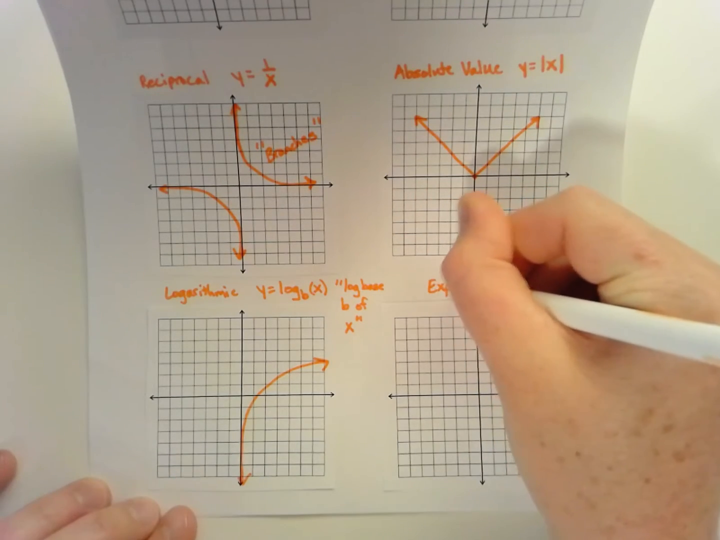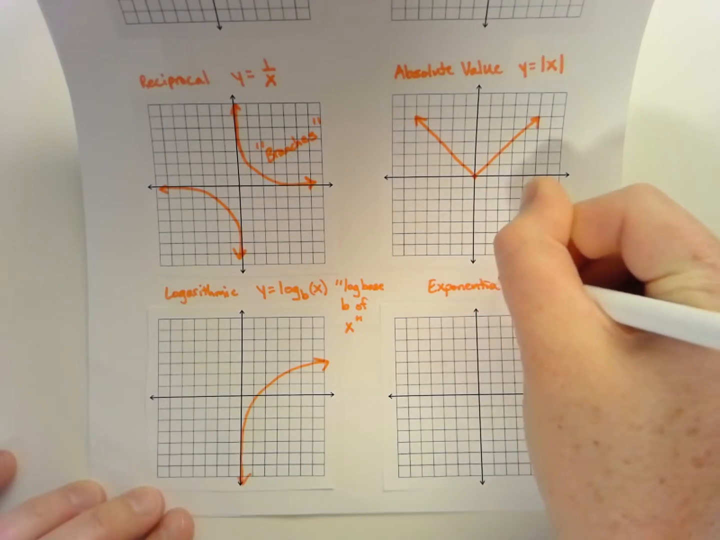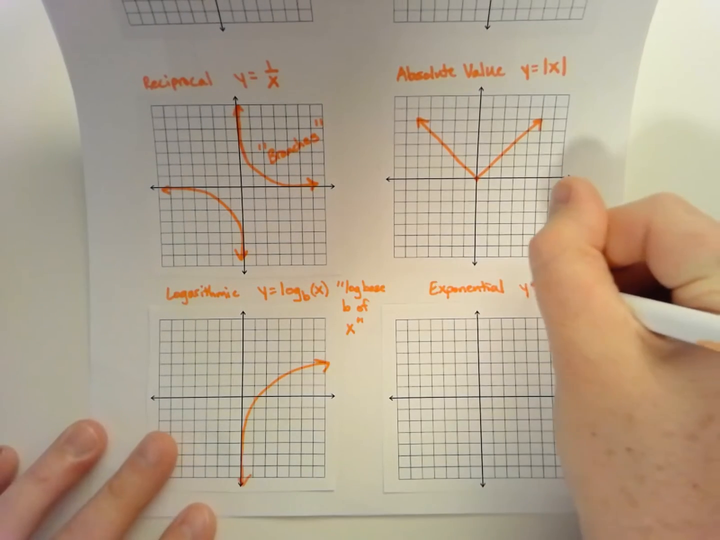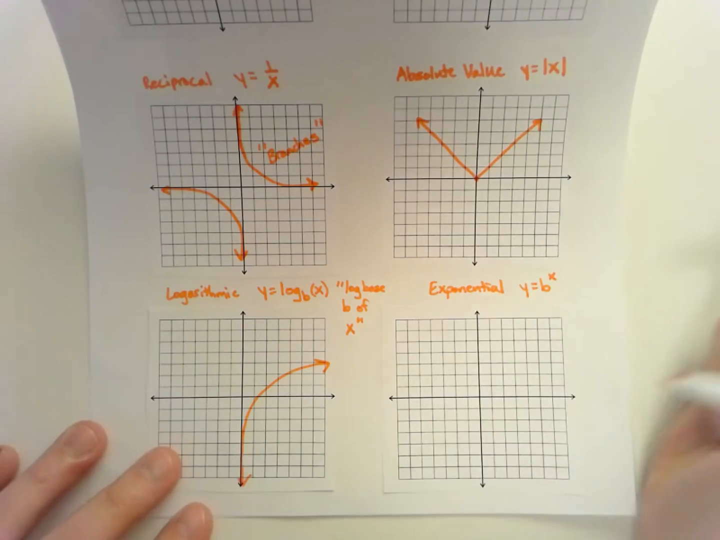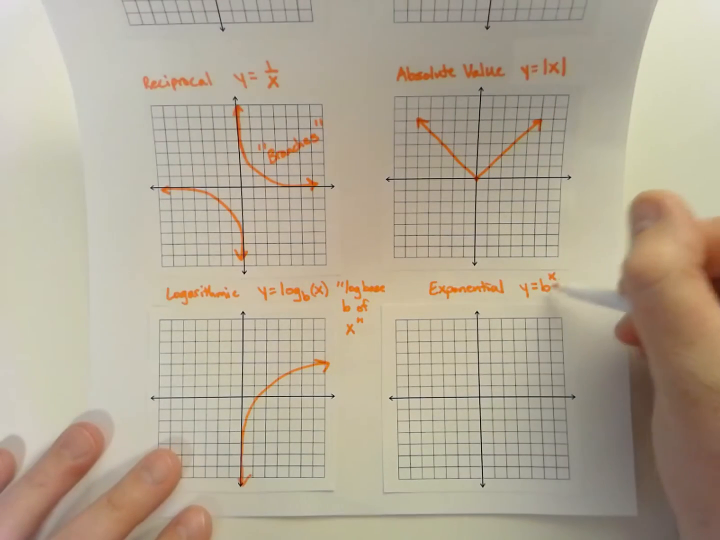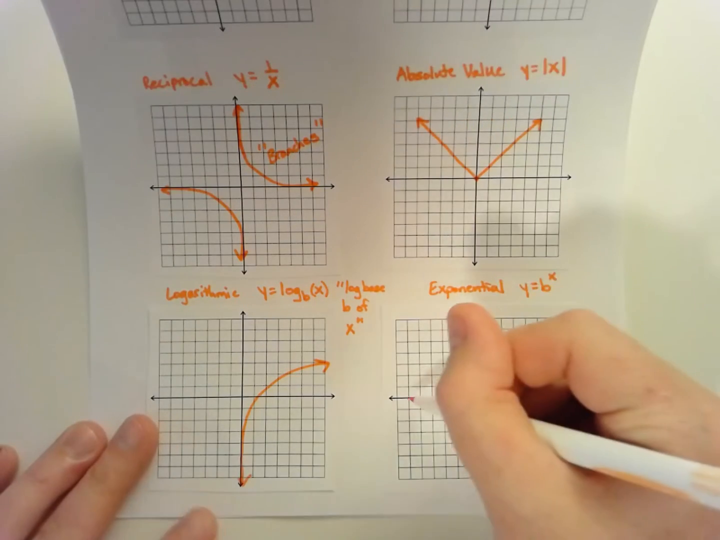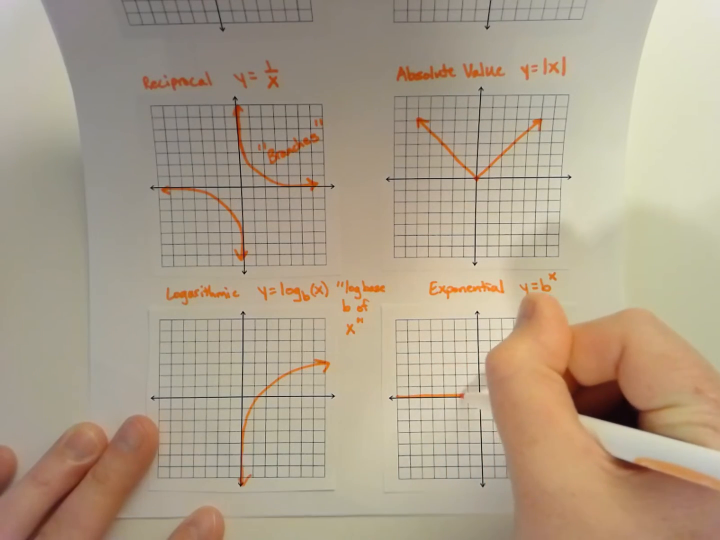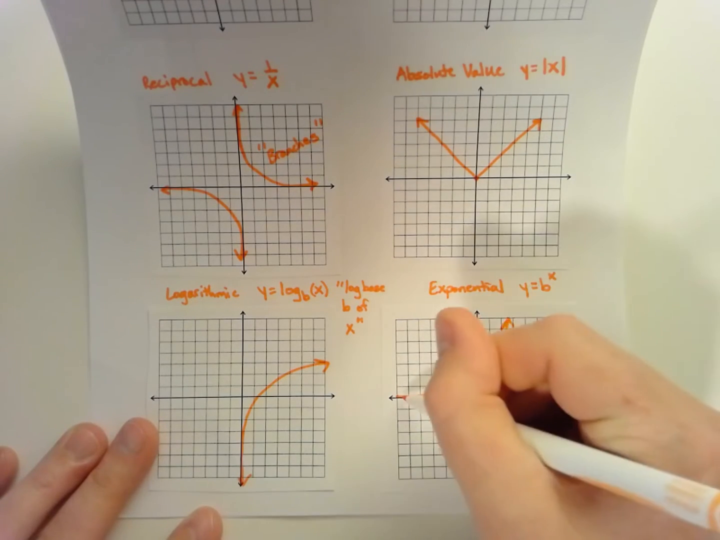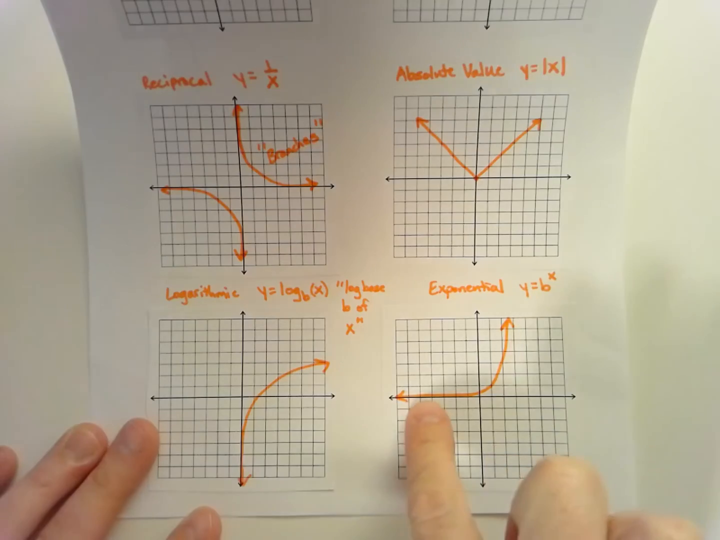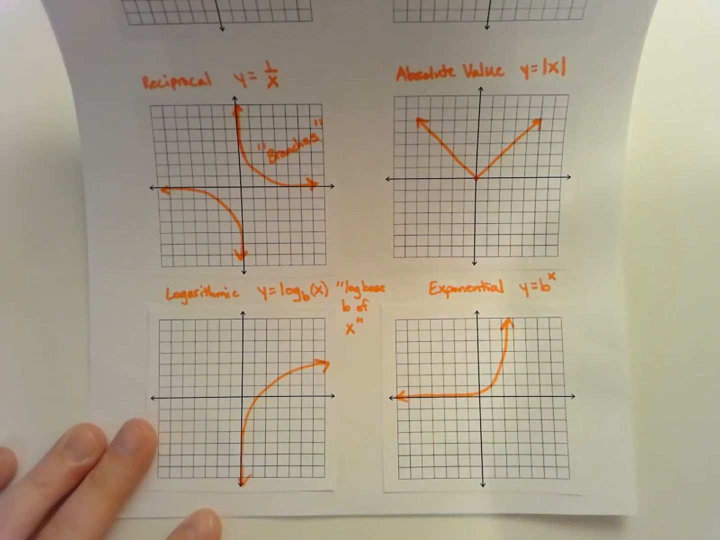The next one's going to be exponential. So we put y equals b to the x power. So it's a base of b with an x for your exponent. And it comes from that negative direction, kind of hugs the x-axis right there, and then jumps up.